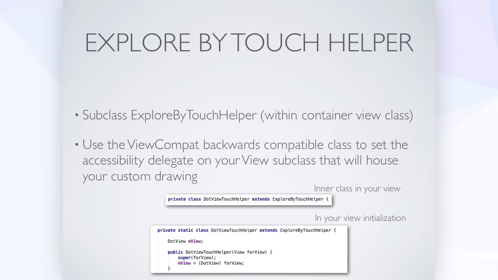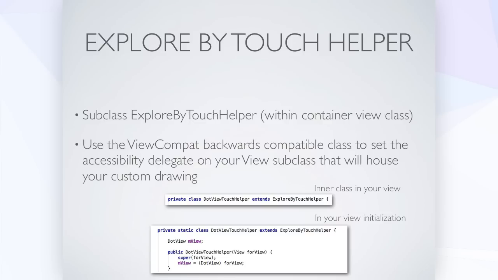So in order to use Explore by Touch Helper, the easiest way is just to subclass it within the container view class. And then you're going to set the accessibility delegate of your container view to be an instance of your Explore by Touch Helper subclass. And so you'll use the view compat class, which is, again, backwards compatible all the way back to 4, to do that. So you can see up here on the screen, I have a private class, touch helper, and that's just extending the Explore by Touch Helper.